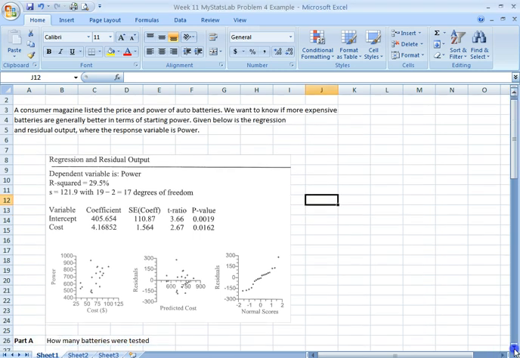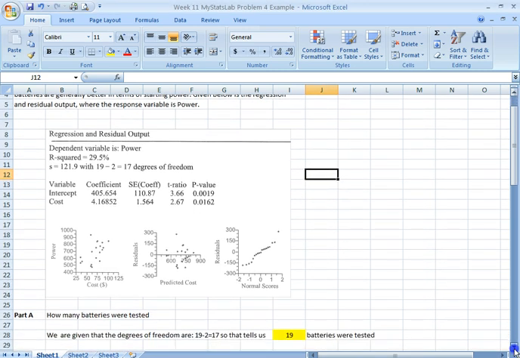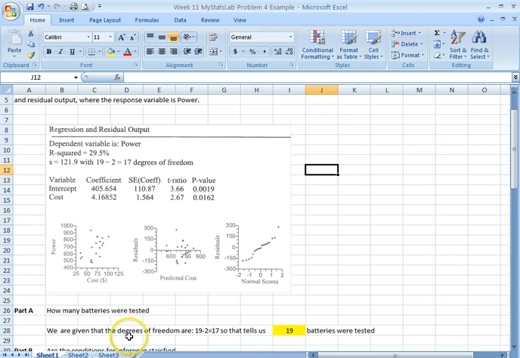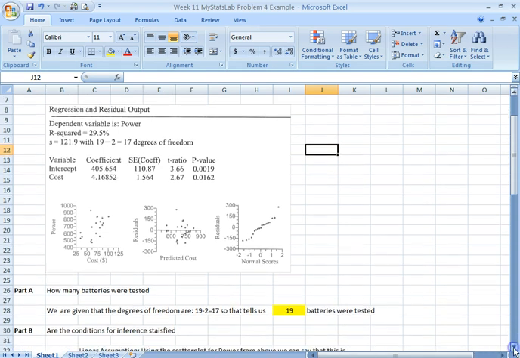Okay, part A. How many batteries were tested? Well, you see here that the degrees of freedom say 19 minus 2 equals 17. So that tells us that there were a total of 19 batteries that were tested.